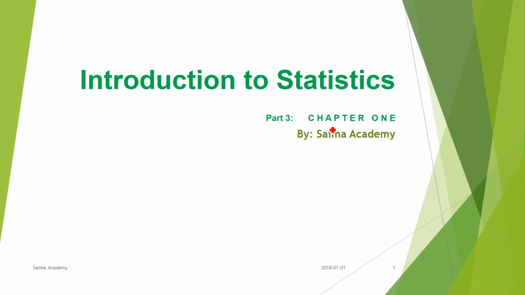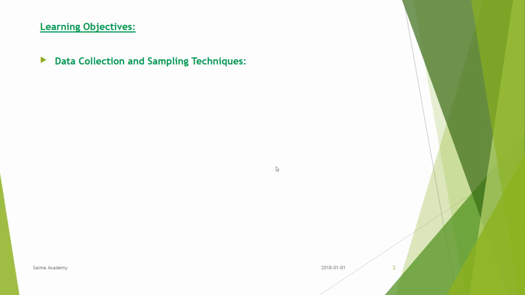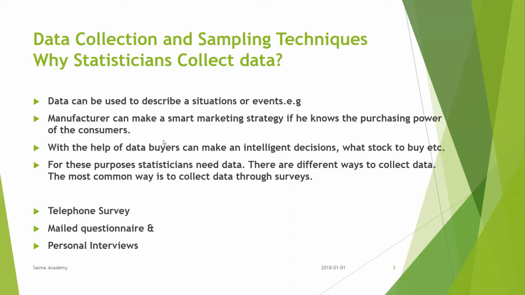This is the third part of our chapter number 1, that is Introduction to Statistics. And in this lesson, we will learn data collection and sampling techniques. These are our learning objectives. In this lesson, we will learn how to collect data, why it is necessary to collect the data, and what are the sampling techniques. So the topic is data collection and sampling techniques.